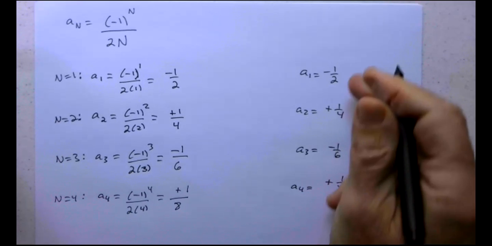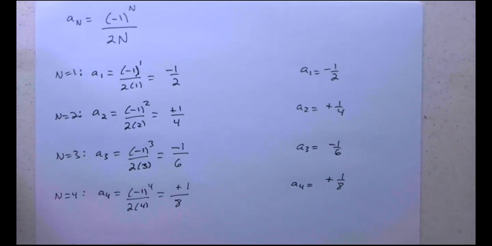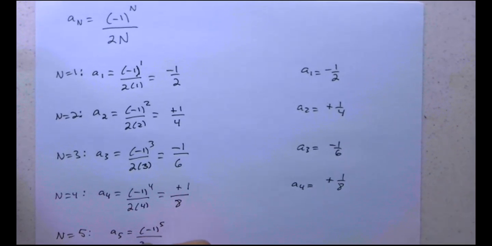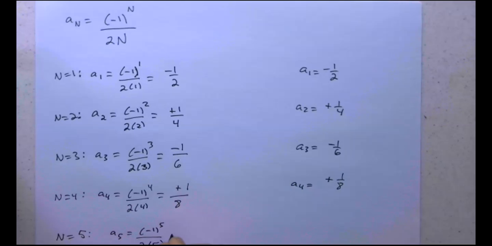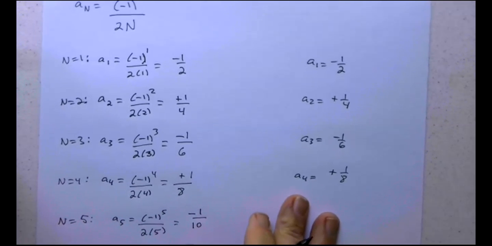Notice the signs are alternating: negative, positive, negative, positive. And that will continue when I go to n equals 5. a sub 5 is (-1)^5 over 2 times 5. (-1)^5 will be a -1. 2 times 5 will be 10. So a sub 5 is -1/10.